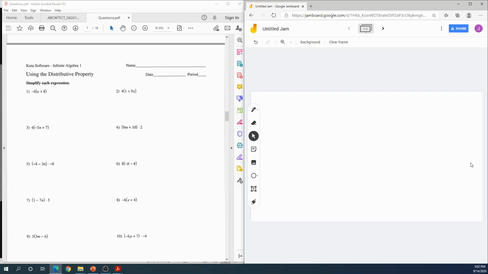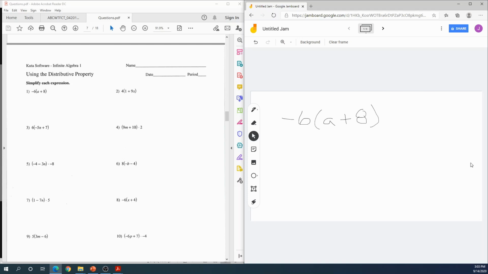So problem number 1 is minus 1. Oh, excuse me. Let's back up a little bit here. Problem number 1 is minus 6 times, in parentheses, a plus 8. So usually you do in your parentheses first, which would just be a plus 8. You'd take that and multiply it by 6. But in this case, you can't combine the a and the 8.